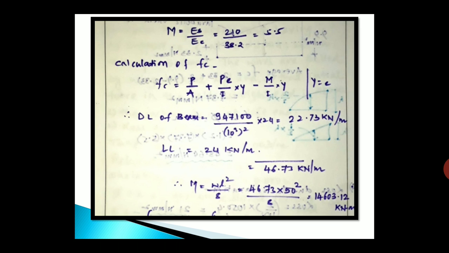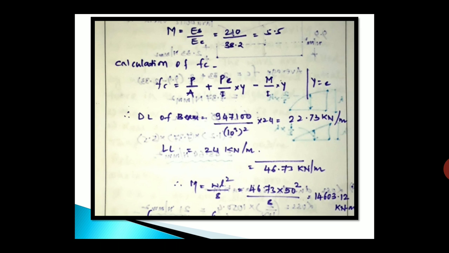Now let us calculate fc. What is fc? The stress in concrete at the level of steel. So equation is P by A plus P e into y by I, where y is equal to e itself, minus M y by I, where M is the bending moment caused due to the loading. So here the loading will consist of dead load of the beam as well as the live load which is given. Both have to be considered and bending moment has to be found out.